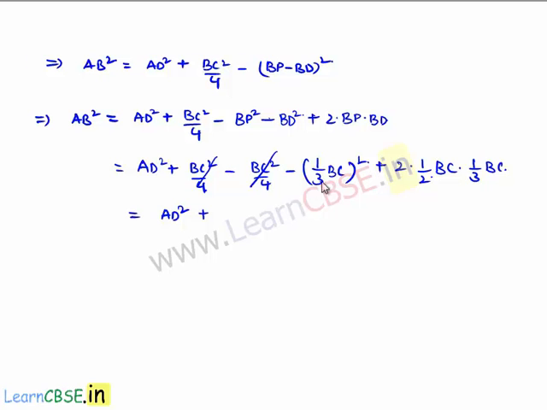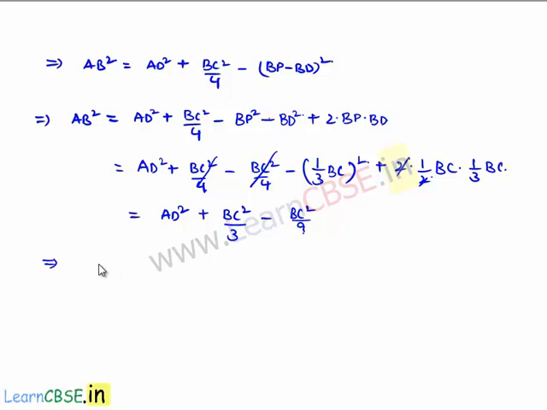And now let us write this term here, then we get BC square by 3, as here 2 and 2 common in numerator and denominator will be cancelled, minus here 1 by 3 BC square is nothing but BC square by 9.